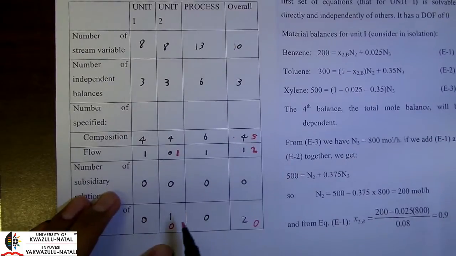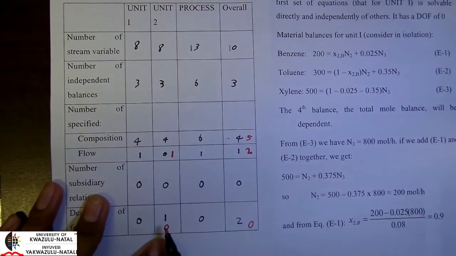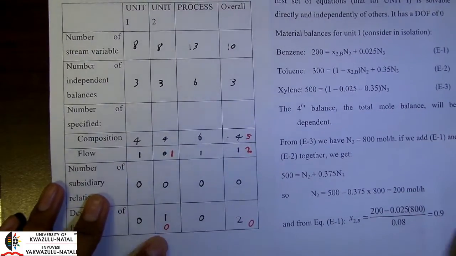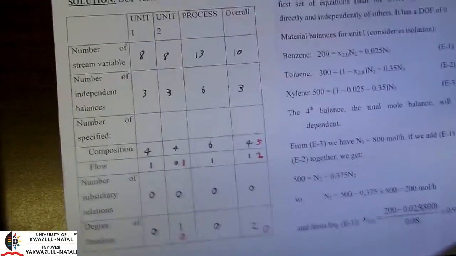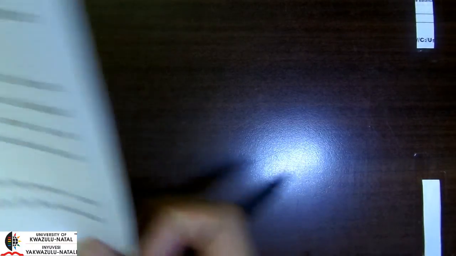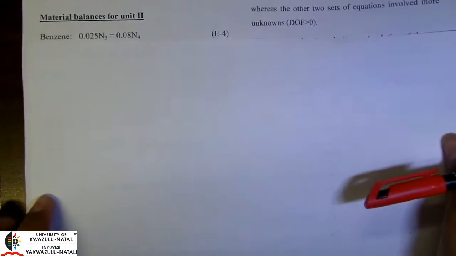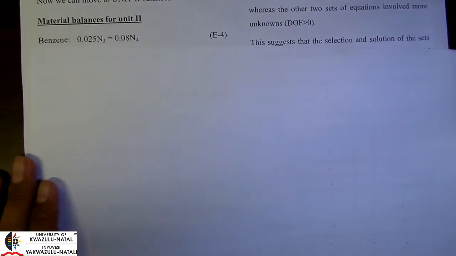So we could choose either to proceed with the balances for Unit 2 or the overall. If we proceed with the Unit 2 balances, we obtain the following.